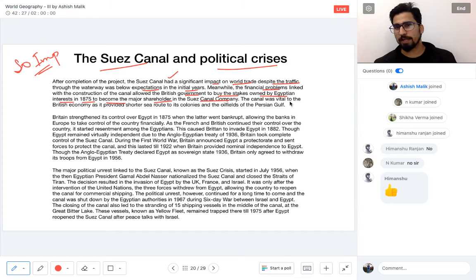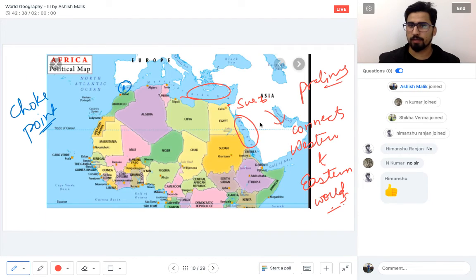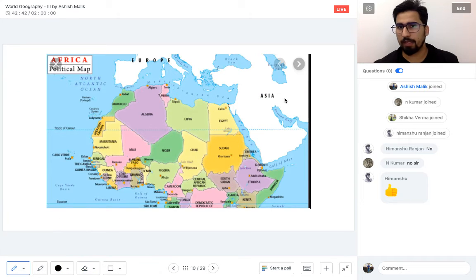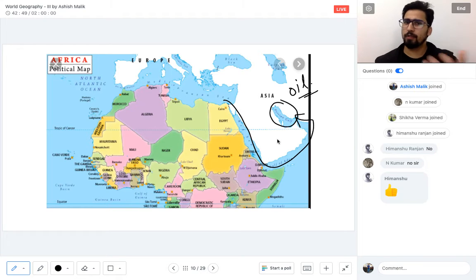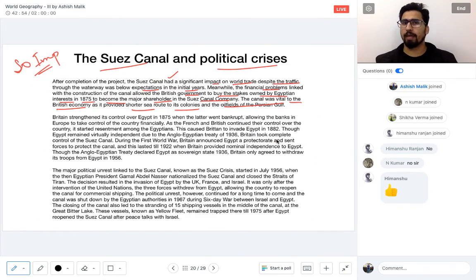The canal was actually important to the British economy as it provided a shorter sea route to the colonies and especially to the oil fields of the Persian Gulf. You see, we also have the Persian Gulf here. The Persian Gulf is very important for oil exploitation. So definitely, if you want to exploit the oil, you can do that through the Suez Canal. That's why the UK had a lot of interest in that area, and the UK government spent a lot of money on it.